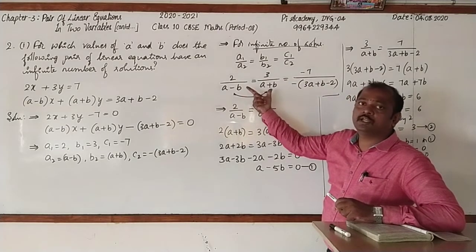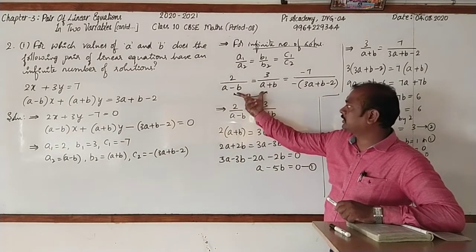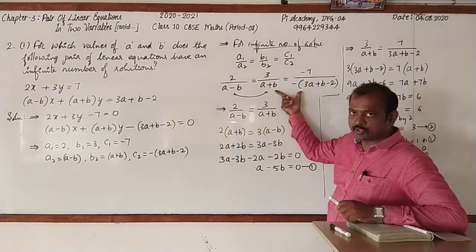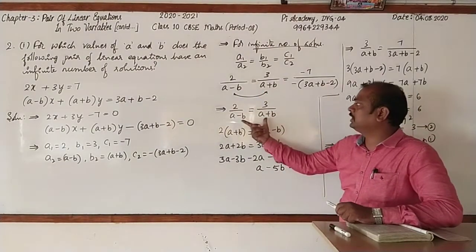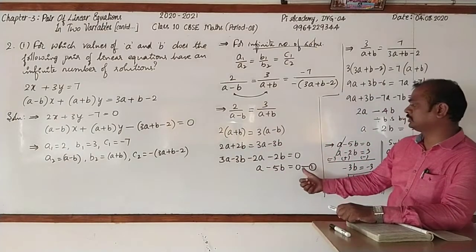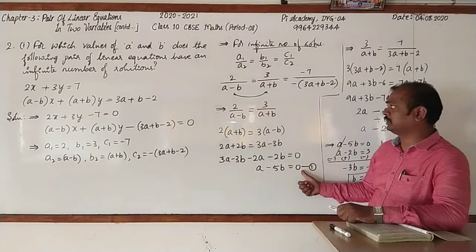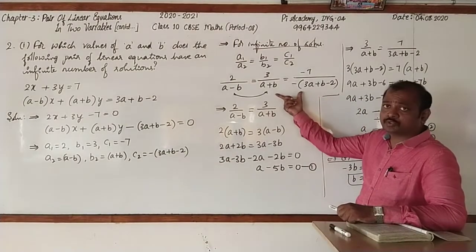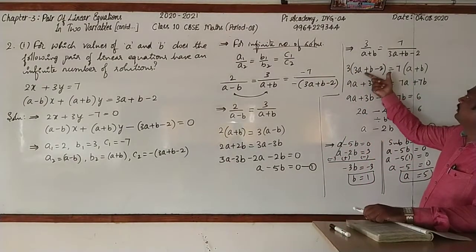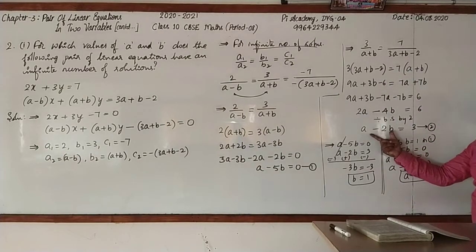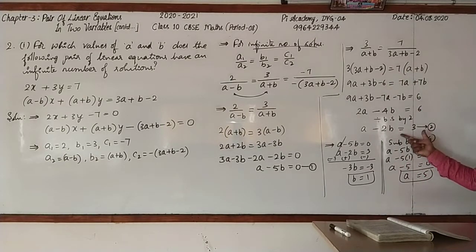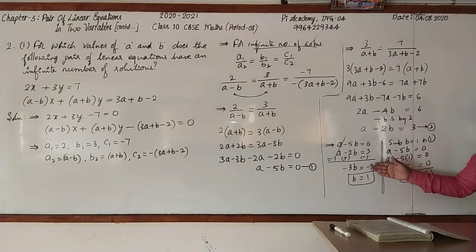Next you go for taking two ratios, either first two ratios or next two ratios or first and last. Here by taking first two we have found out the first equation, A minus 5b equal to 0. Then by taking next two we have found out the second equation, that is A minus 2b equal to 3. Then these two equations are solved by elimination method. Then the value of A will be 5 and B is 1. Got it? Yes. Pause the video and copy from there to here.